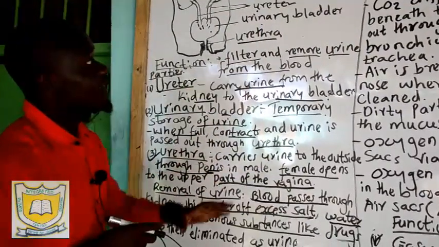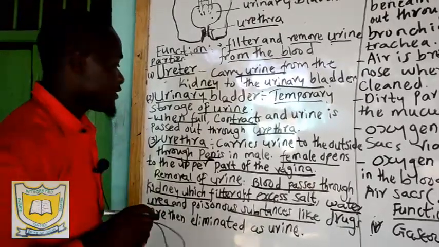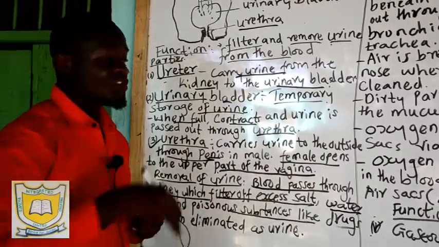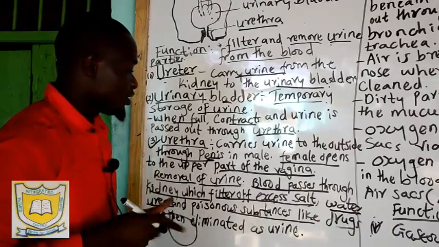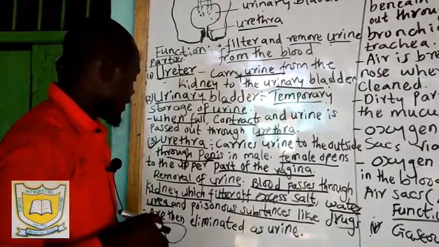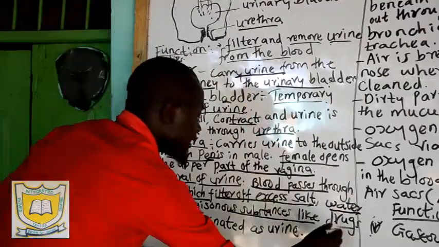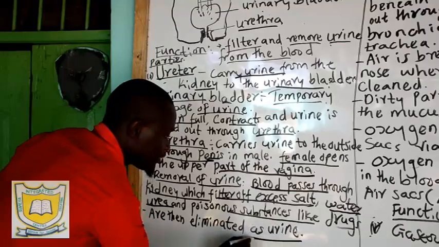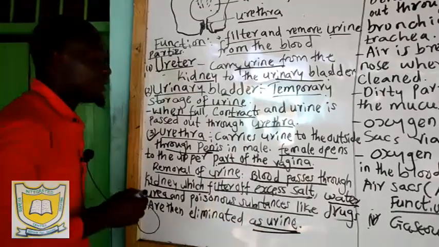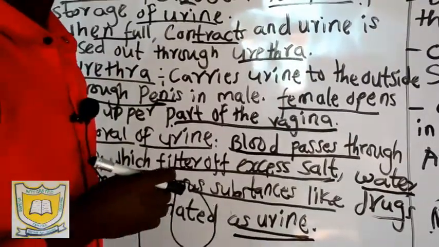That is the kidney. The kidney helps in excretion of poisonous substances such as drugs. That's why you cannot drink urine. When you drink urine, you are drinking poisonous substances that have been removed by the kidney. These drugs, combination of drugs, water, and excess salt, are removed as urine.